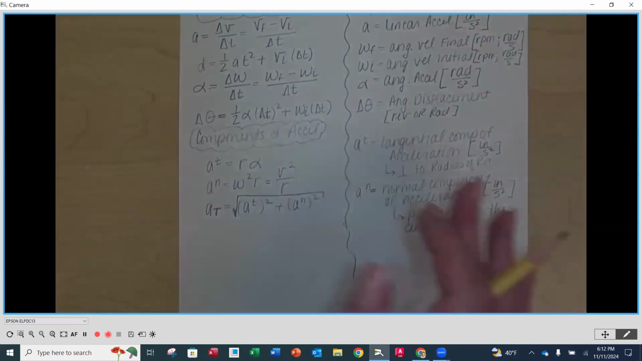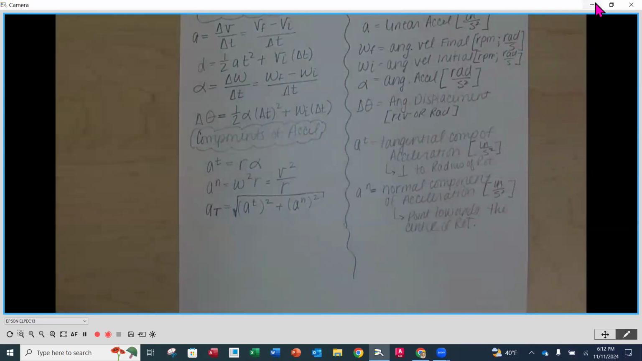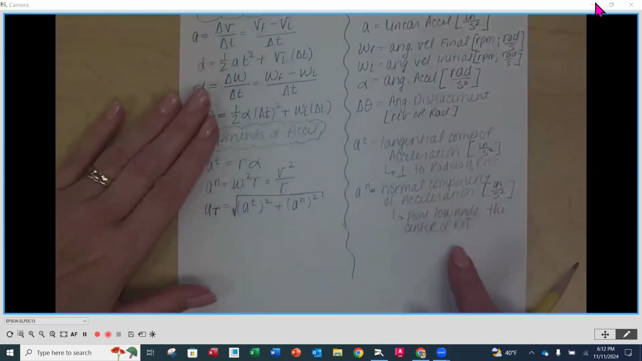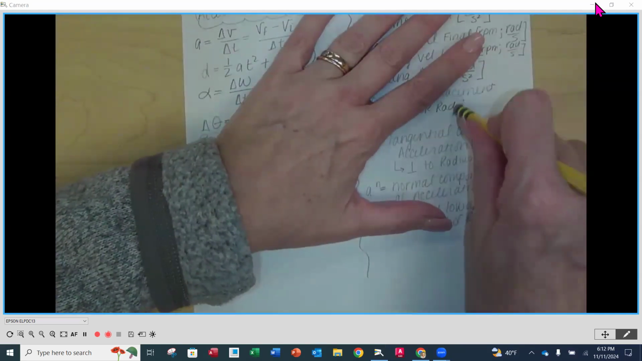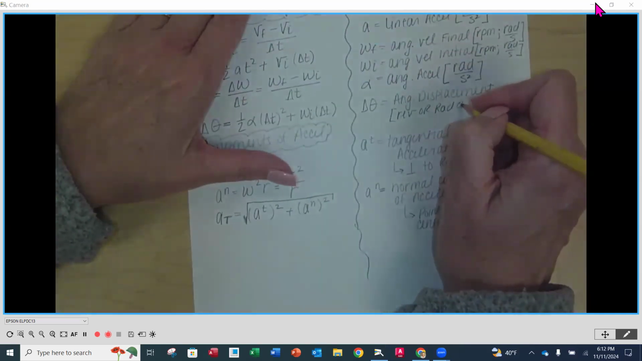Oh, Lex had a question. She says, can theta be in degrees like 40? Yes, it can. Many times it can be in revolutions, or degrees. Yes, you could say degrees.